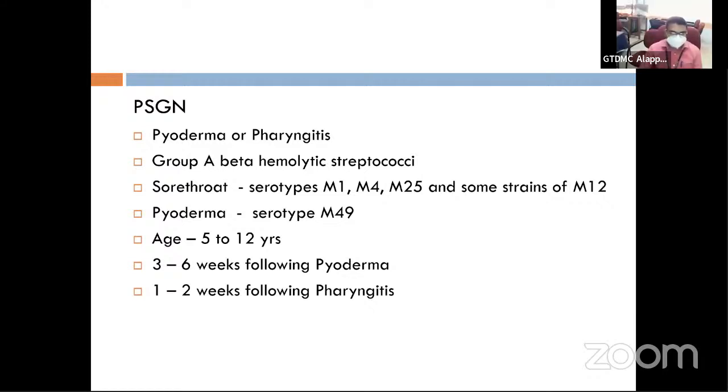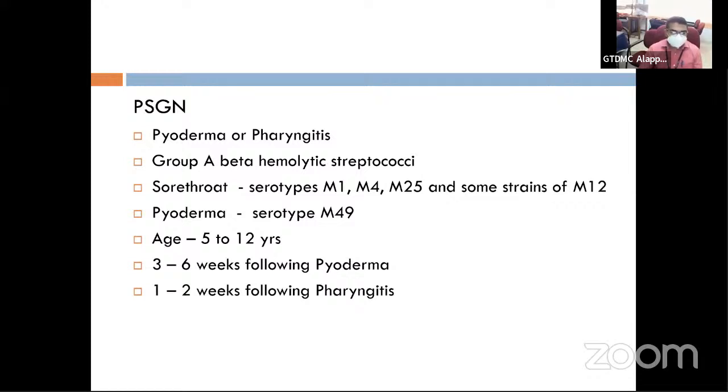This is important because following rheumatic fever we usually use prophylaxis. But in PSGN, the chance of recurrence is less because only a few strains cause PSGN and immunity here is type specific. There is no cross immunity. So the chance of recurrence of PSGN is very rare compared to rheumatic fever. So prophylaxis is not required in PSGN, unlike rheumatic fever.